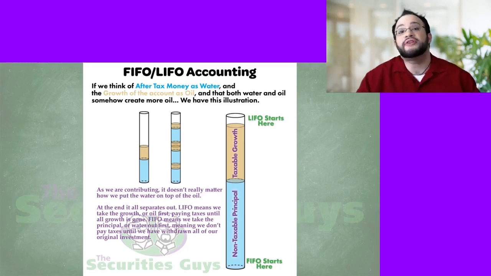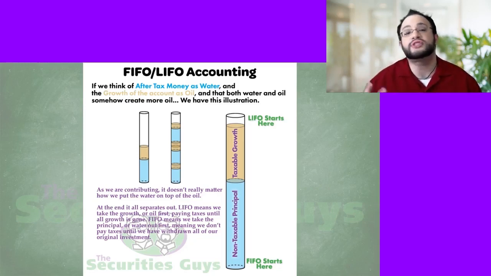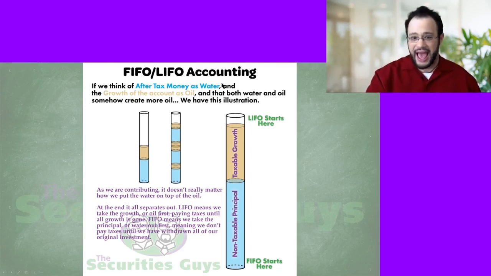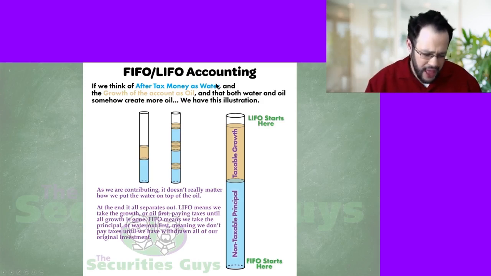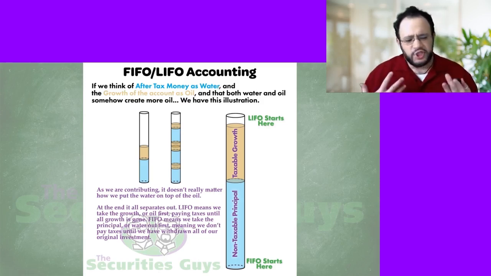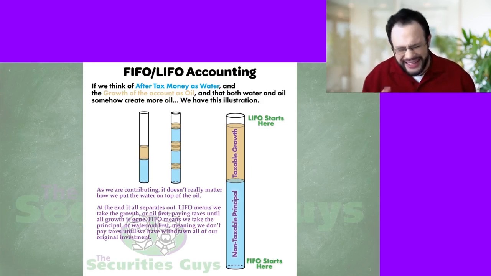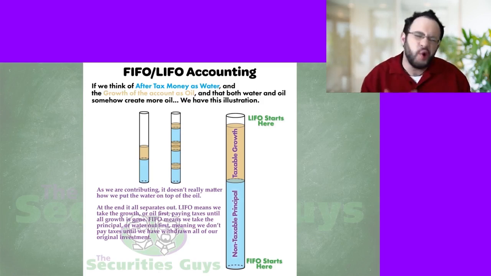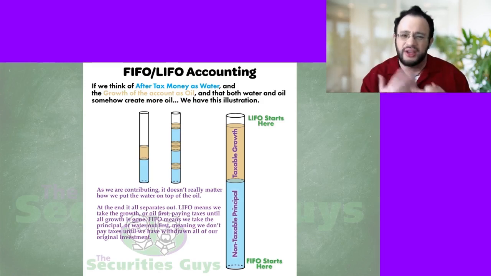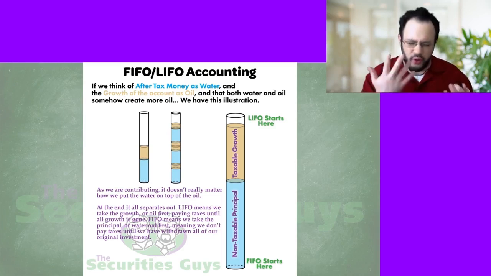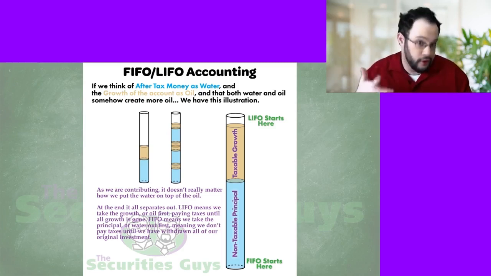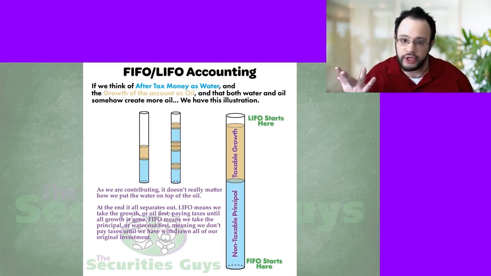Now, I mentioned LIFO and FIFO. The easiest way I think of understanding these is to think of after-tax money that's already been taxed as a special kind of water. And this water generates oil. And it even is a special kind of oil because even the oil generates more oil. Because the water is growth. The water is the original money, the after-tax money. The oil is growth. So the water, hopefully, will generate growth, generate oil.